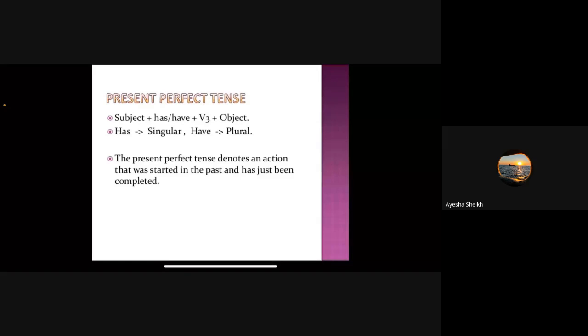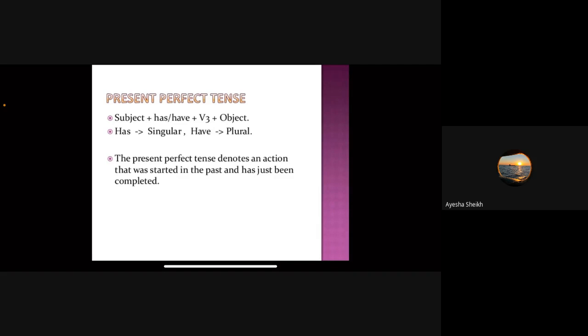Present perfect tense. Subject plus has, have plus verb 3 plus object. Has singular, have plural. And perfect tense denotes an action that was started in the past and has just been completed. So perfect tense, the action which started some time back and just got over.